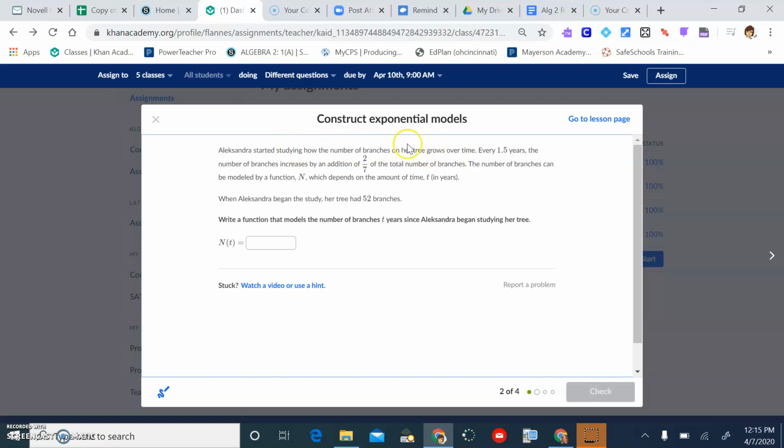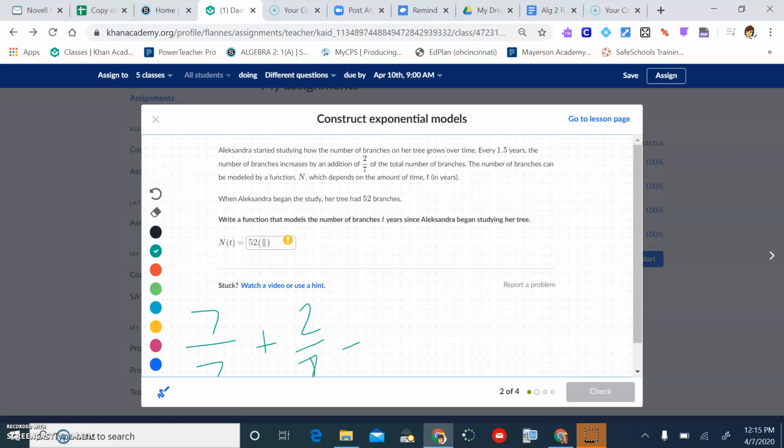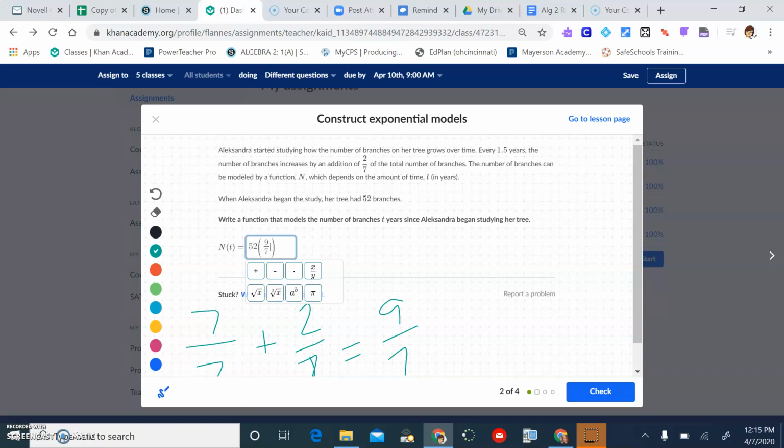Alexandra branches on her tree, and she started with 52 branches, increasing by an addition of 2 over 7. Okay, so that is smaller than a whole. So I need to make sure I talk about the whole 7/7 plus 2/7 equals 9/7. So that should be what I type in here. It's 9 over 7. And every 1.5 years. So parentheses t divided by 1.5.